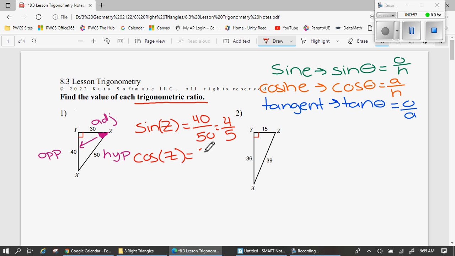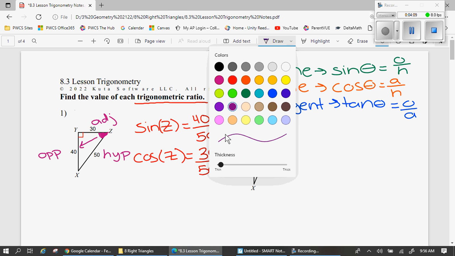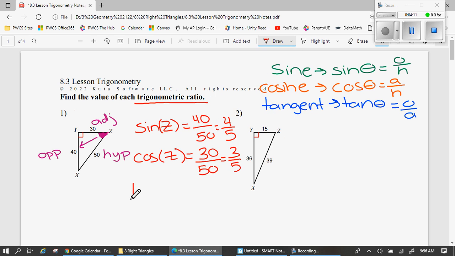The cosine of angle Z is the adjacent side, 30, over the hypotenuse, 50. And we can simplify that to be 3 over 5. And you can use Desmos to help you simplify if you need to. And the tangent of my angle Z is going to be the opposite side, 40, divided by the adjacent side, 30, which simplifies to be 4 over 3.